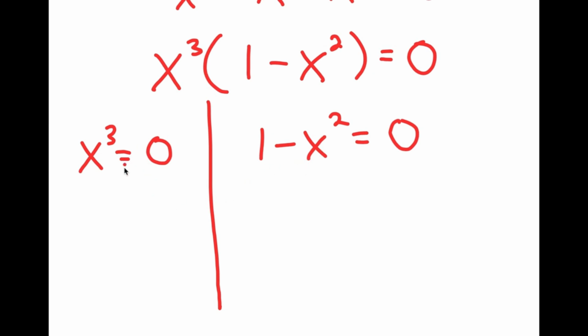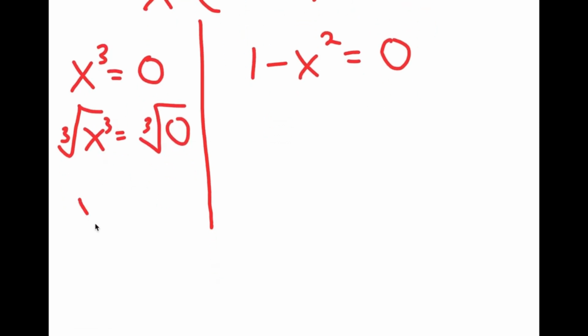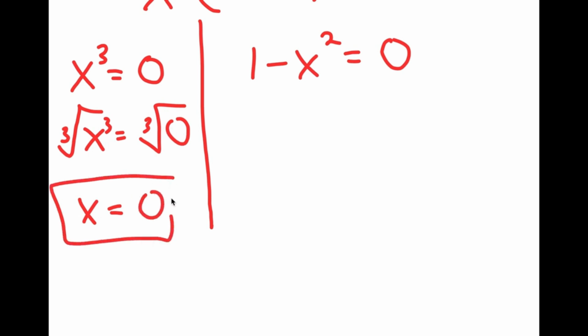So for x to the power of 3 equals 0, I'm going to take the cube root on both sides. So I get the cube root of x to the power of 3 is equal to the cube root of 0. The cube root of x to the power of 3 is x, and the cube root of 0 is 0. So x equals 0 is one solution.